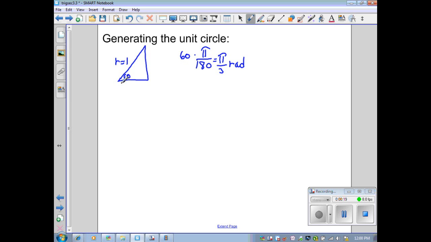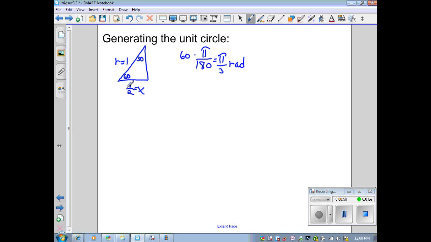Here, I have the similar triangle from the previous slide, a 60 degree angle. That'll give us a 30-60-90 triangle. And I know that I'm at 60 degrees, which multiplying by pi over 180 is going to give me pi over 3 radians. Here, again, I know that my unit circle has a radius or hypotenuse of 1, and therefore I can generate the short leg by taking the hypotenuse and dividing by 2. This will give me my x value.